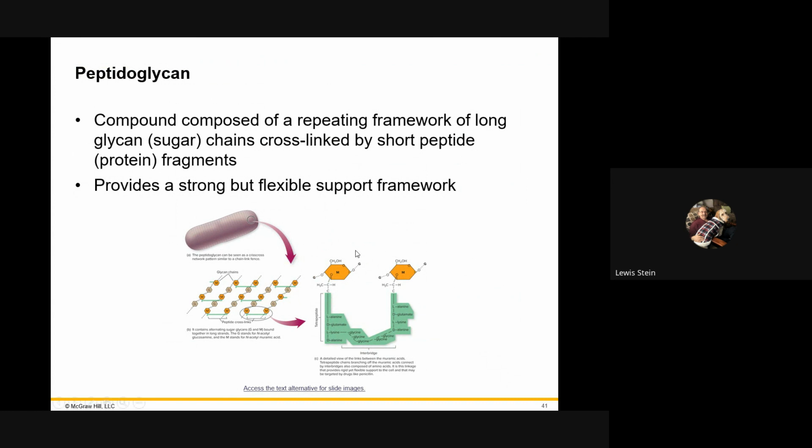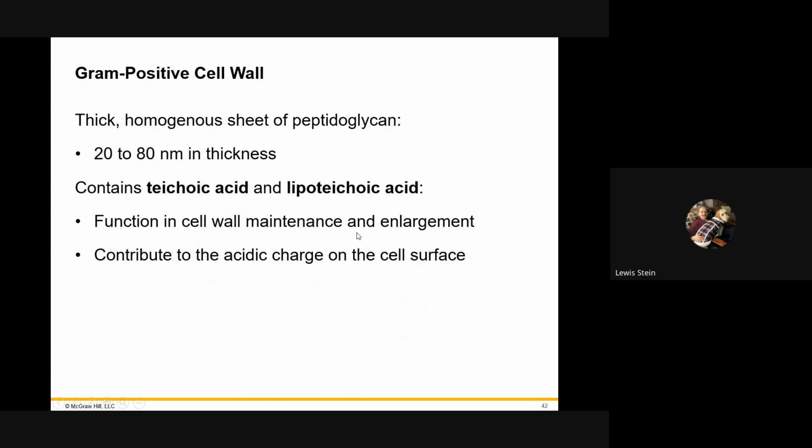Okay, so it's the same stuff that you see here. Strong and flexible. Sounds nice. Okay, 20 to 80 nanometers. Who cares? There's a couple of variants of teichoic acid in the gram-positive. Cell wall maintenance, enlargement. When you stain, did you talk about basic stains in the lab?